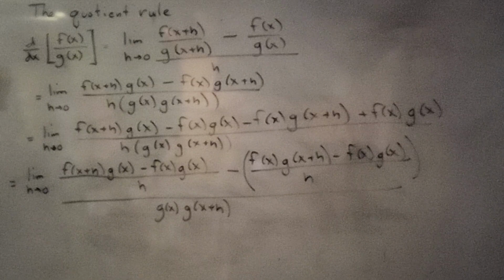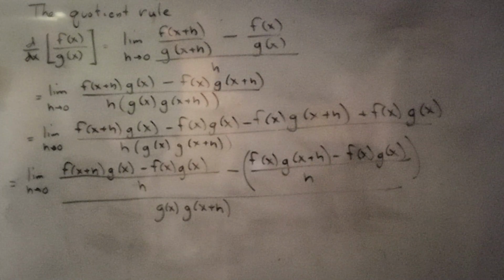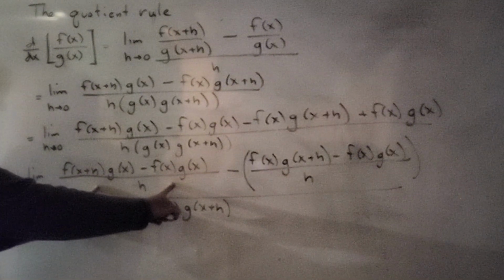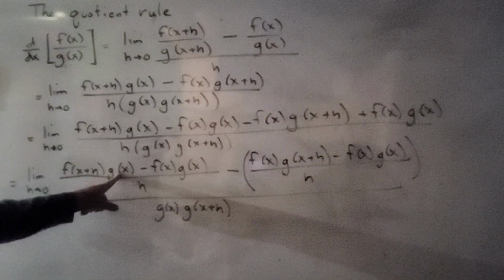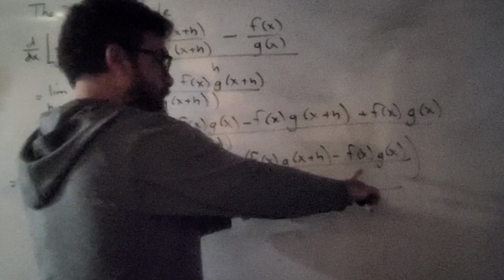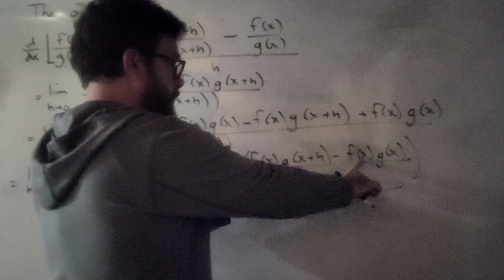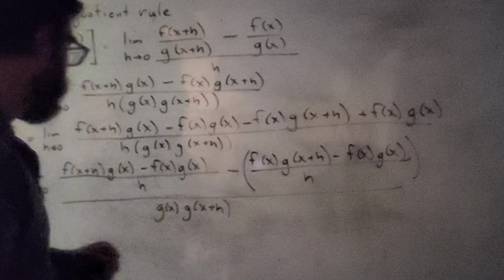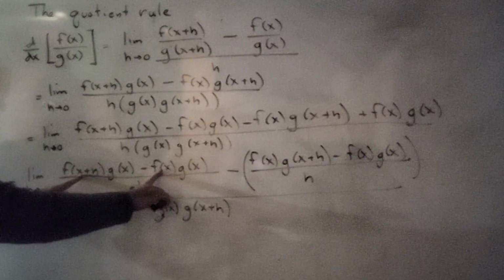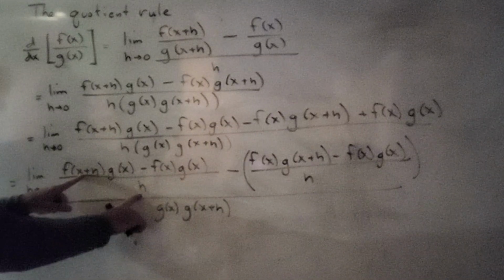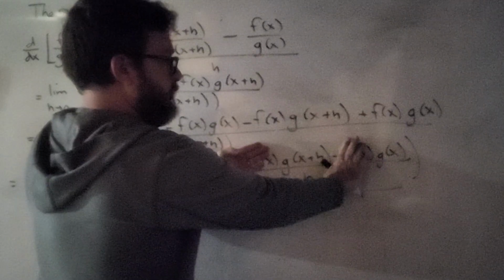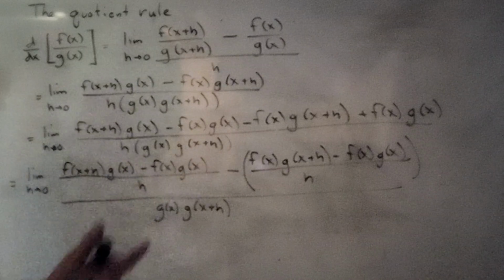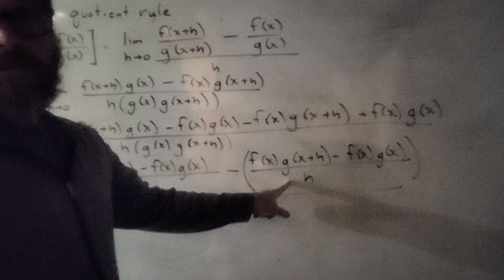All right. So notice that in this term here, the numerator shares g of x, so I could factor that g of x out of this. Over here, these two share f of x, so I could factor that f of x out. If I factor the g of x out, you can see this is f of x plus h minus f of x all over h. And if I factor the f of x out, you can see that this is g of x plus h minus g of x all over h. So really this is just g times f prime, and over here, this is f times g prime.